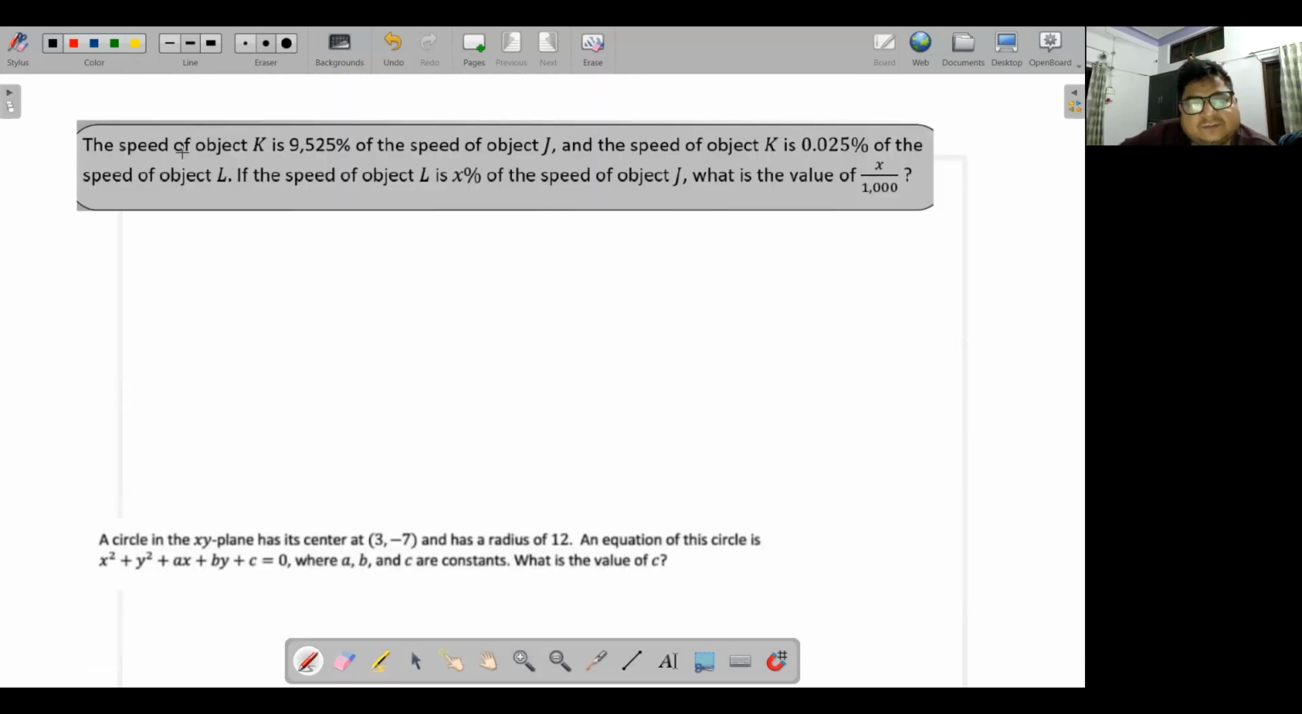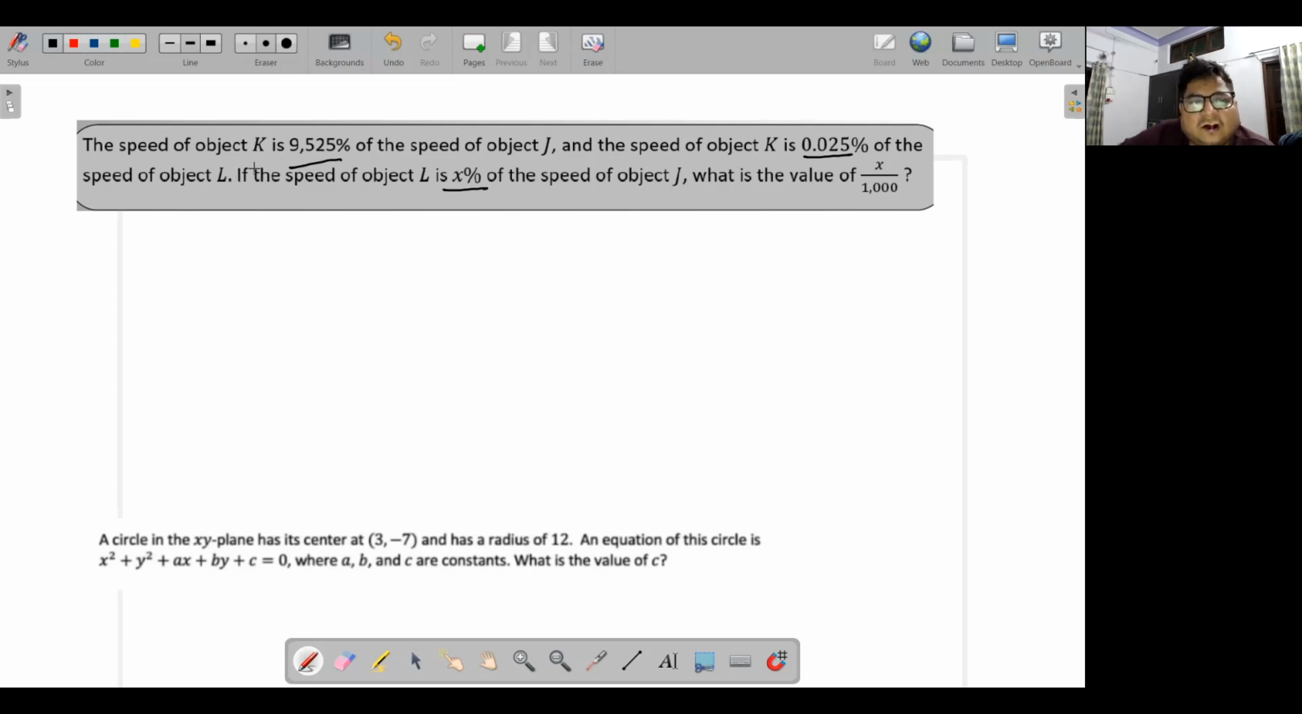The speed of object k is 9525% of the speed of object j, and the speed of object k is 0.025% of the speed of L. If the speed of object L is x% of the speed of J, what is the value of x over 1000? So it looks like a weird question, with so many percentages. And if I do the calculation by hand, definitely we'll make a mistake. So let's solve this problem using Desmos again.